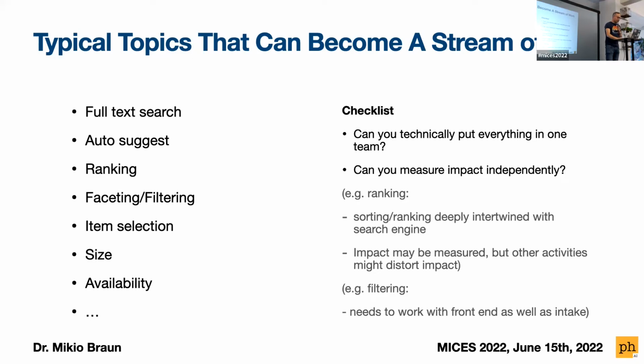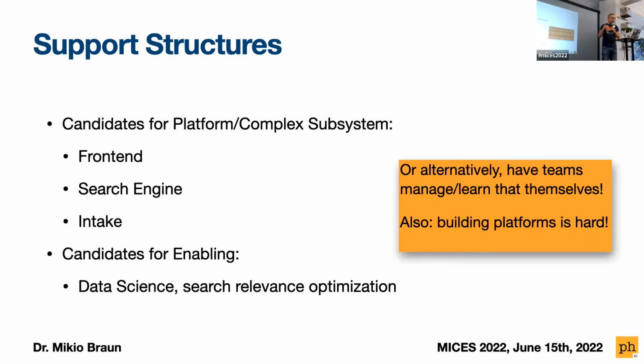And then filtering, for example. Faceting and filtering is one part, but usually there's also the data intake into the search engine. That's also something you need to consider. If you take this approach, the first step would be, let's move everything the team needs into the team. But this might lead to duplication, or the team has to have a huge technical stack it can't manage.